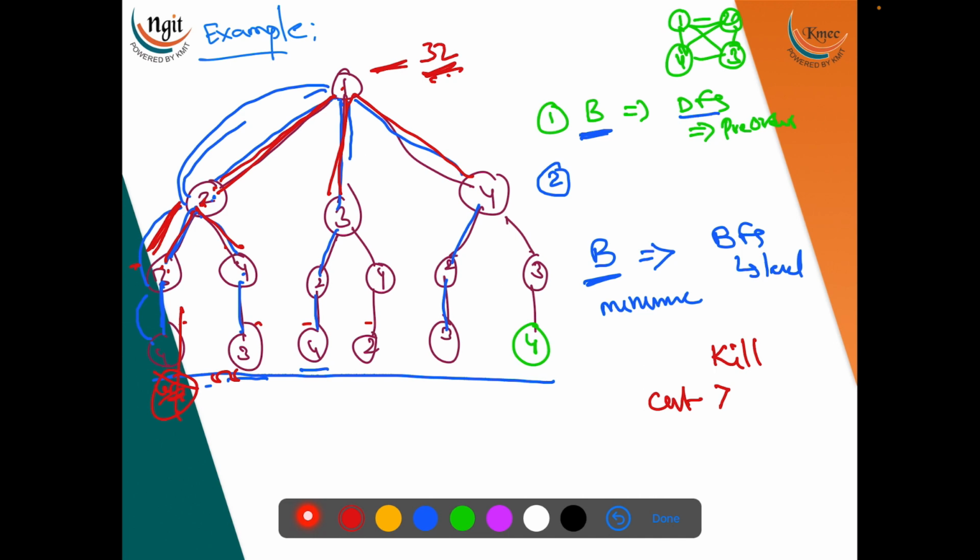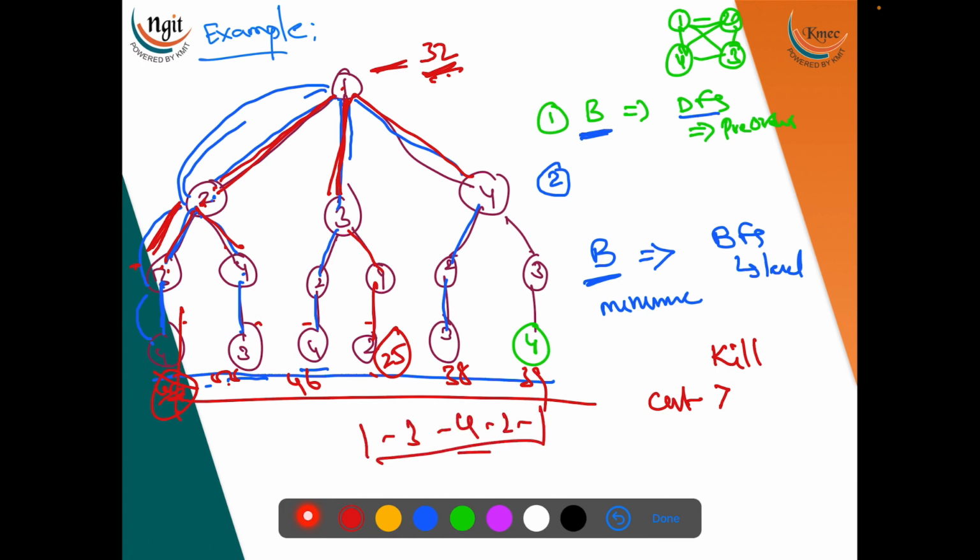Okay, now let's suppose this is 25, and the others are greater than that, like 45, 52, 46, something like 38, something like 39. Among all these, which is the minimum cost? This 25 is the cost. So what is the path? 1 to 2, 3, 3 to 2, 4 and 4 to 2, 2, and again back 2 to 2, 1. That is 1, 2, 3, 4, 2, 2, 1. This is the path he has visited for the cost of 25.